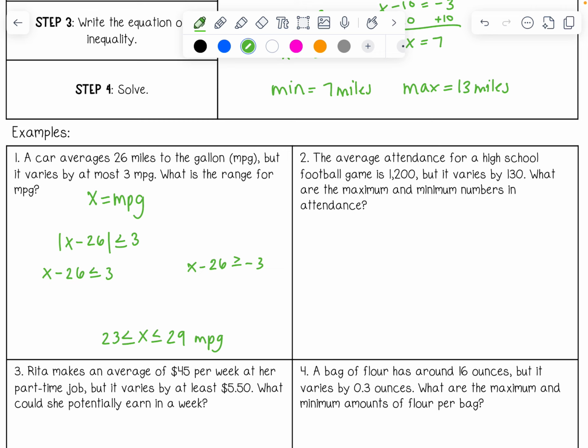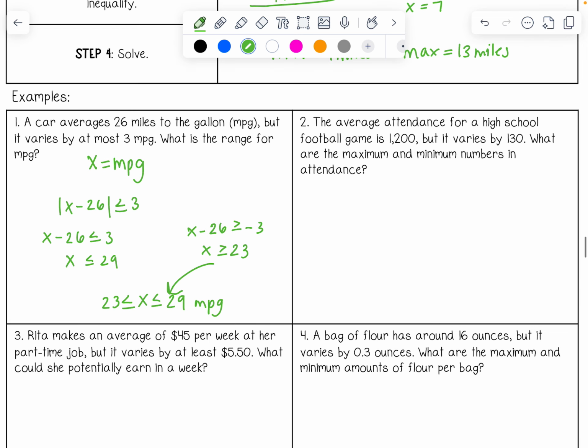So add 26 to both sides. Add 26 to both sides. So x is less than or equal to 29, greater than or equal to 23. Or again, you could write it like this. All right. If you want to pause the video here and try the next three by yourselves, you can, or you can keep following along with me.